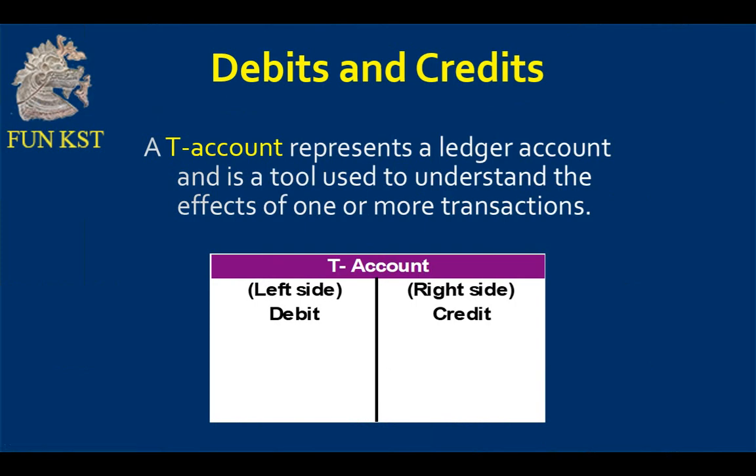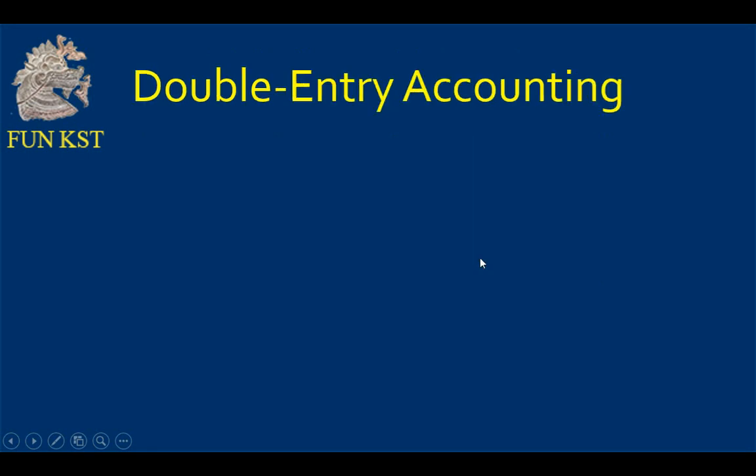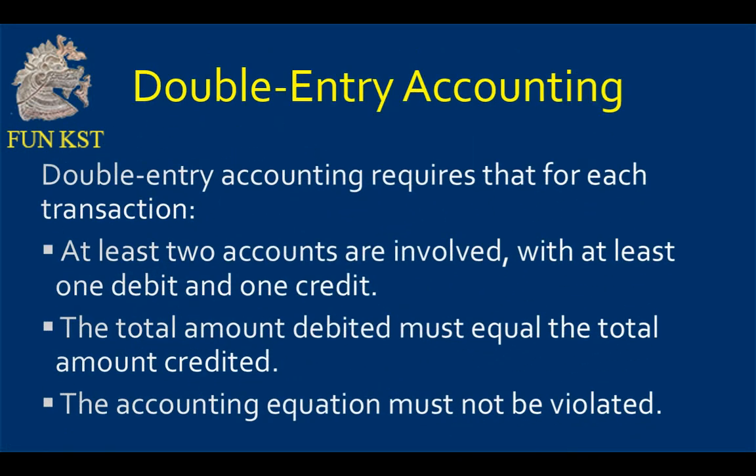Debits and credits. A T account represents a ledger account, and it is a tool used to understand the effect of one or more transactions. So this T account, you can say is like the letter T. The left side is debit, the right side is credit. So double entry accounting requires that for each transaction, at least 2 accounts are involved, with at least 1 debit and 1 credit. The total amount debited must equal the total amount credited. The accounting equation must not be violated.